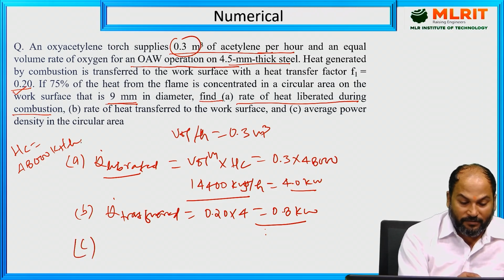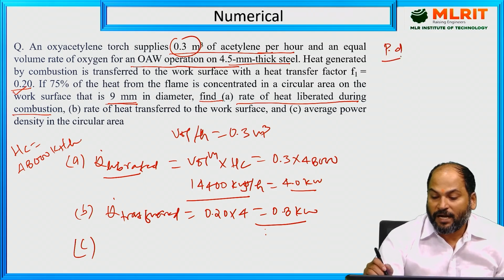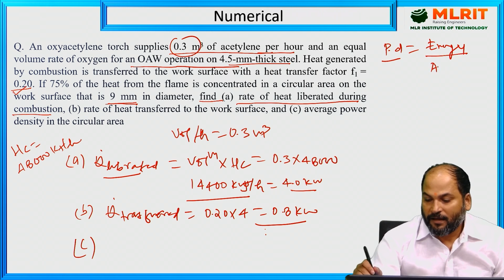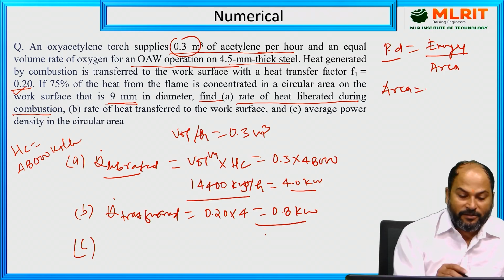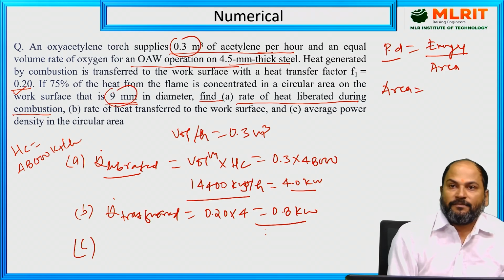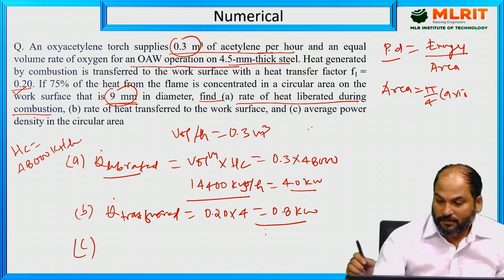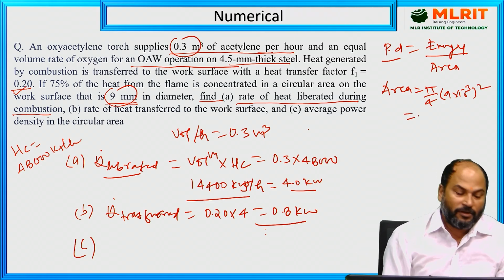What is the third one we have to calculate? Average power density. Suppose we call it PD. It will be simply energy upon area. So what is the area? It is a circular spot of 9 mm diameter, so area is pi upon 4 d square. It is in mm, so 9 into 10 to the minus 3, squared.